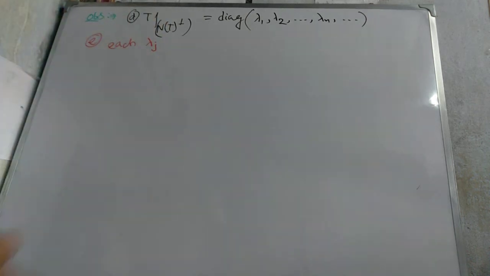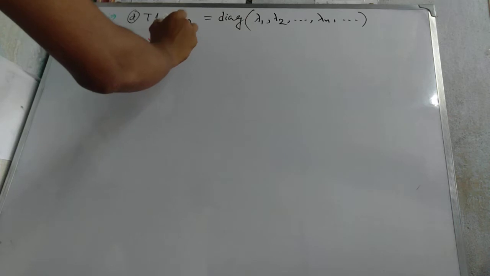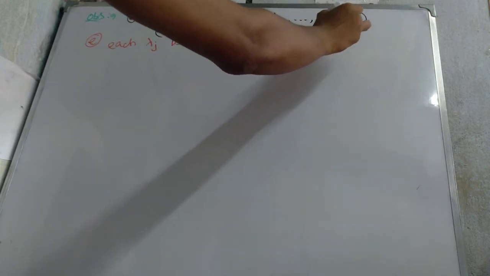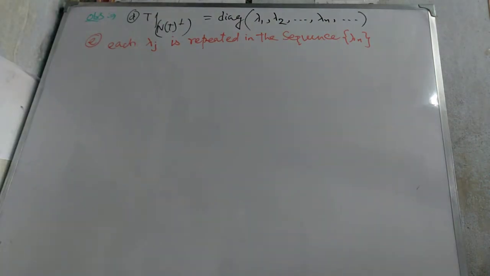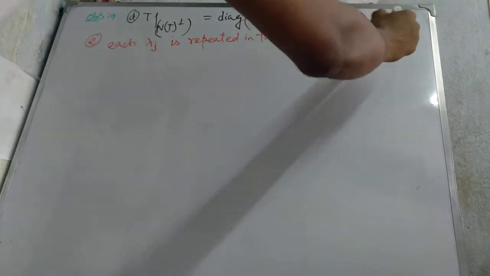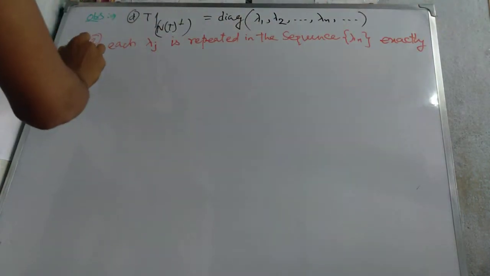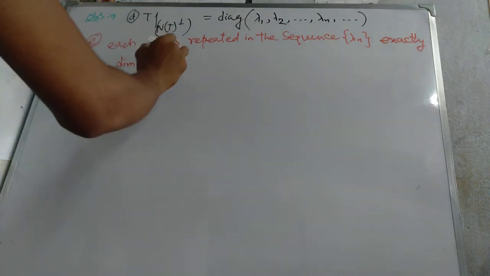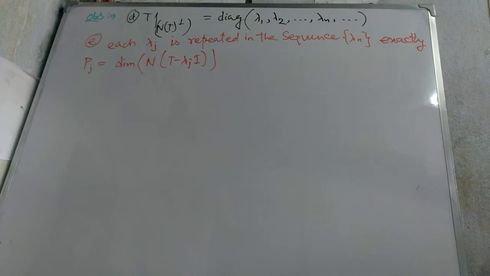Each lambda_j is repeated in the sequence lambda_n exactly p_j times, where p_j equals the dimension of the null space of T minus lambda_j I. That means lambda_j is repeated in the sequence lambda_n exactly p_j times, the dimension of the null space of T minus lambda_j I.